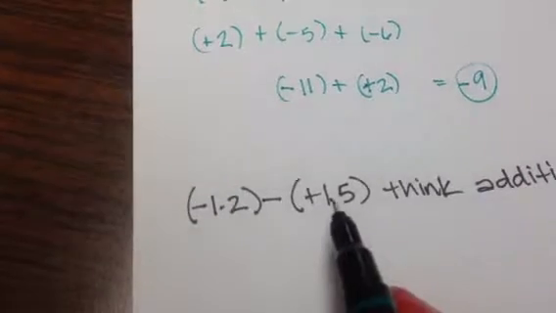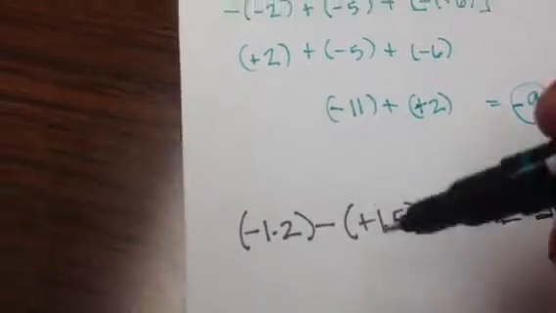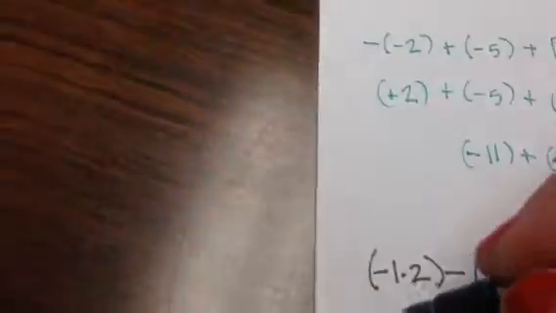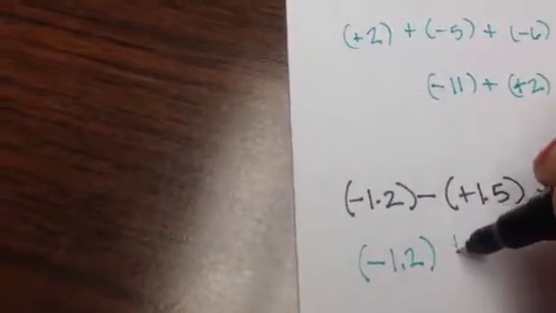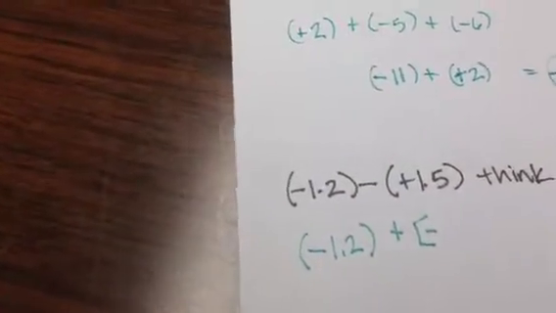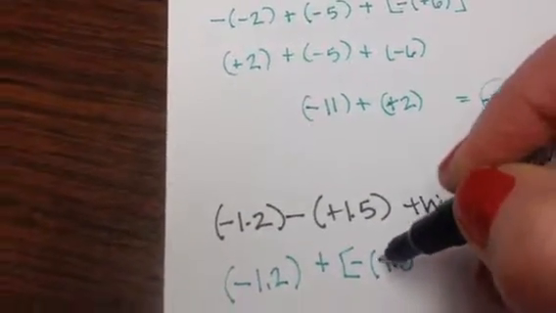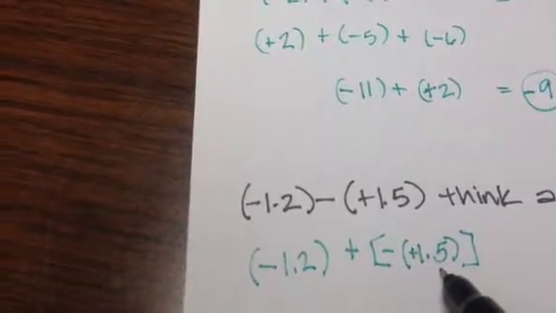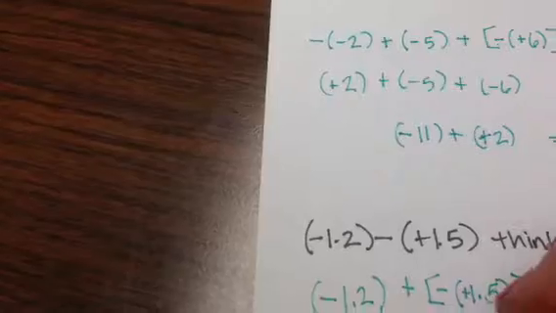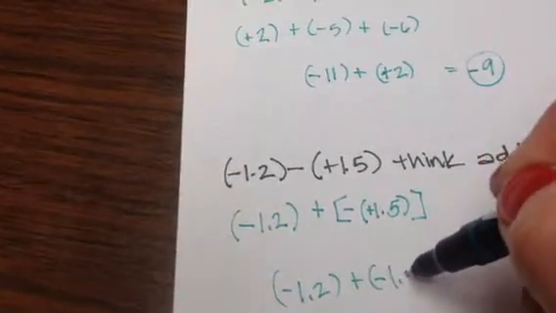Almost there? Let's do another one. Doesn't matter if we have decimals. Doesn't matter at all. So we're going to change this to an addition sign. So we have negative 1.2 plus the opposite of positive 1.5. Well, let me put the little positive sign. So what's the opposite of positive 1.5? Negative 1.5. So I have negative 1.2 plus negative 1.5.